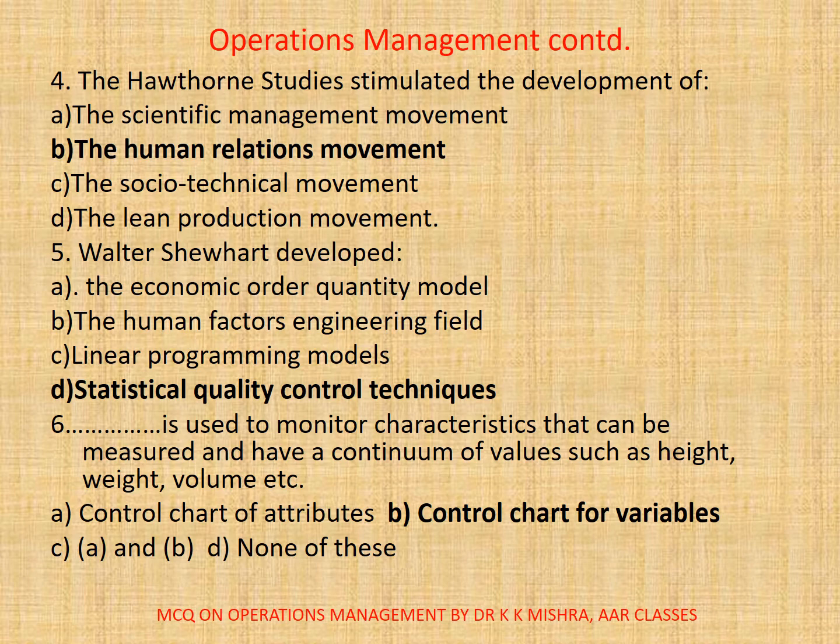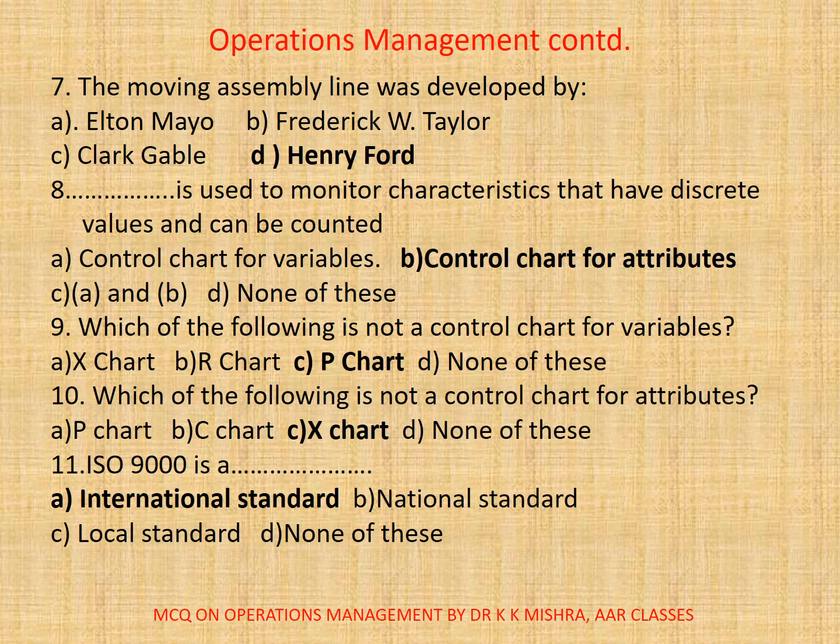6. Dash is used to monitor characteristics that can be measured and have a continuum of values such as height, weight, volume, etc. Options are A. Control chart of attributes, B. Control chart for variables, C. A and B, D. None of these. Here correct option is B. Control chart for variables.